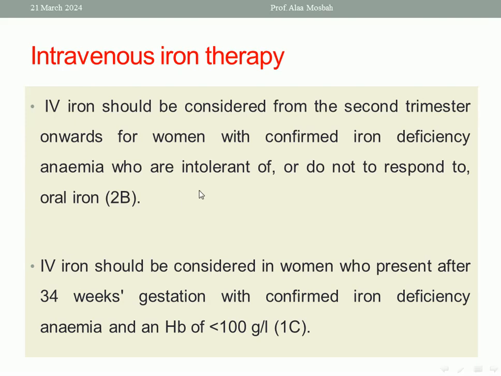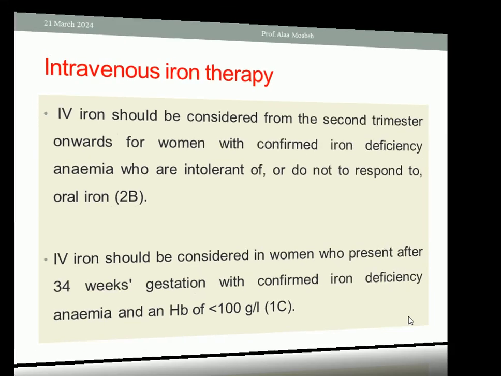Let us summarize the guidelines here by the Royal College. Intravenous iron should be considered from the second trimester onwards for women with confirmed iron deficiency anemia who are intolerant or don't respond to oral iron. Intravenous iron should be considered in women who present after 34 weeks gestation with confirmed iron deficiency anemia and the hemoglobin less than 10 gram per deciliter.